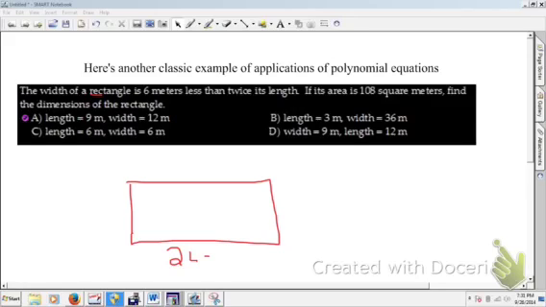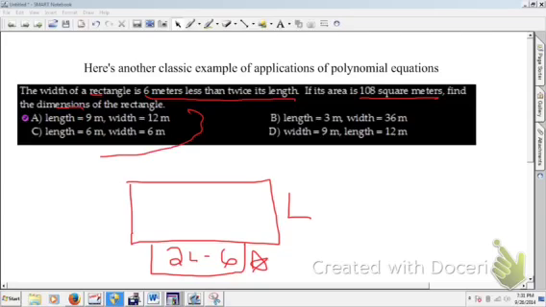I'm going to translate that, right? 6 meters less than twice its length. And what's its length? We don't know, okay? But its area is 108 square meters, and we're told to find the dimensions of the rectangle. Now ignore the fact that this is multiple choice. Let's just set this up in real time.